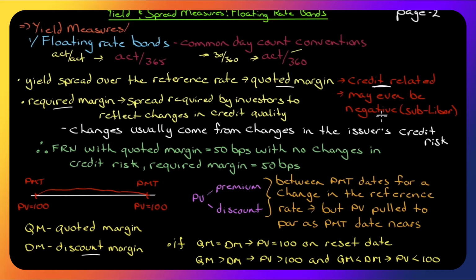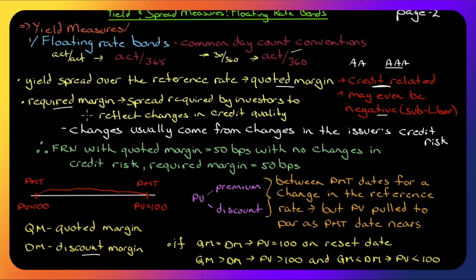It may even be negative. Sub-LIBOR. How can that be? Well, LIBOR, recall, is an interbank rate. That's the rate at which banks will lend to each other, and banks are typically rated AA. So if you have an issuer that has a AAA rating, well, then it'll be able to issue a floating rate note at LIBOR minus some basis points.